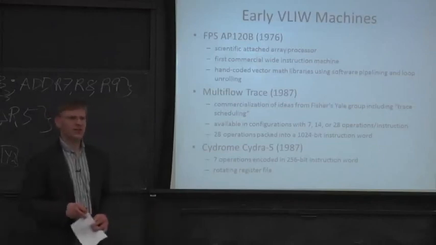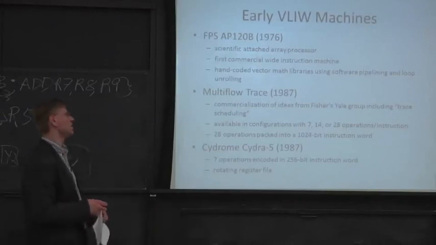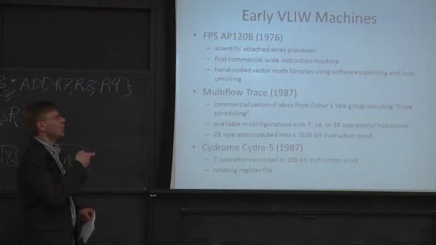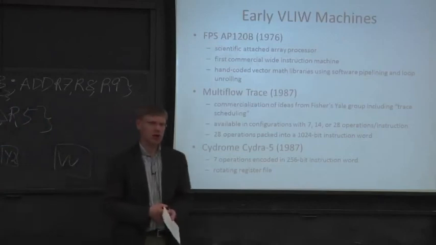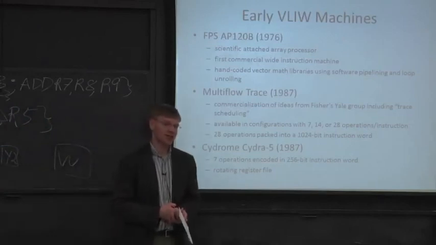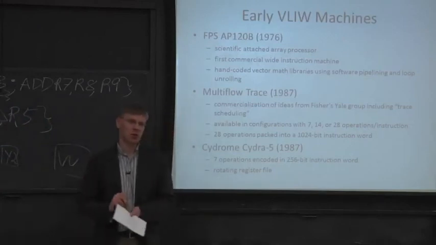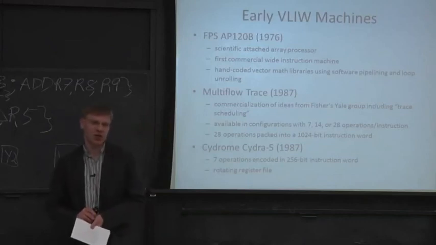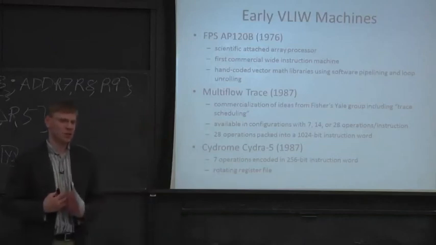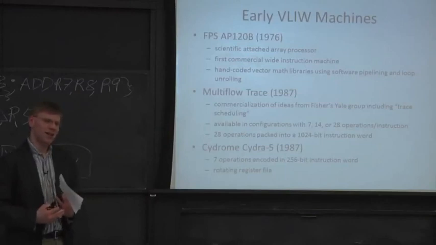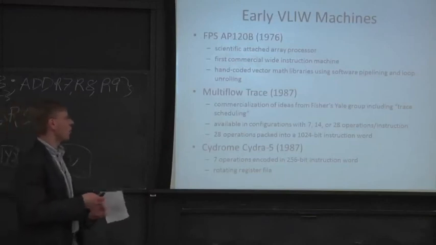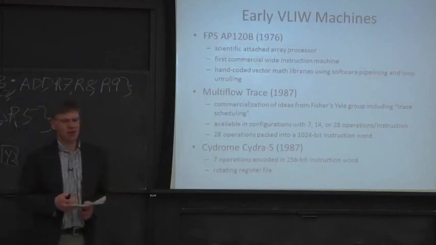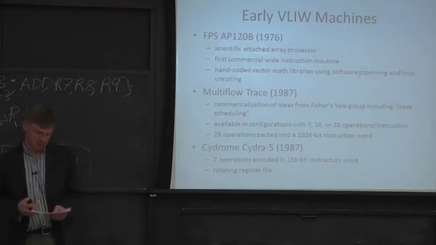The first long instruction word processor was actually a Floating Point Systems, FPS, that's what it stands for, processor. And this was actually a coprocessor to VAX machines. So something that could speed up your floating point on a VAX machine. This was very much the most basic VLIW processor. There was no interlocking. Didn't take interrupts. It was really sort of for hand-coded vector arithmetic and floating-point math.